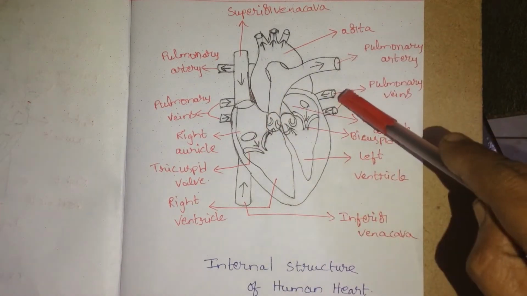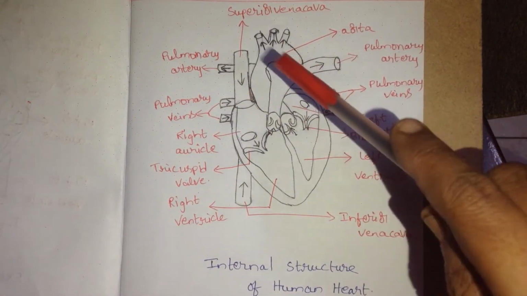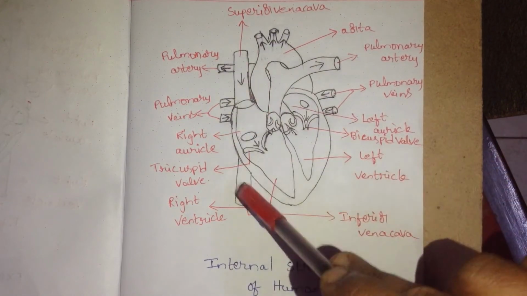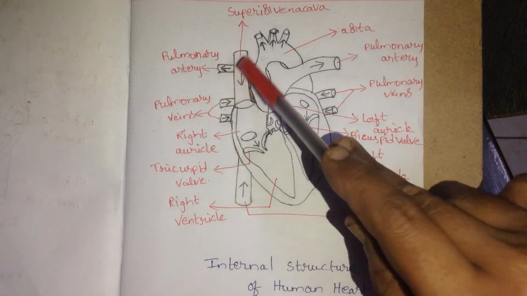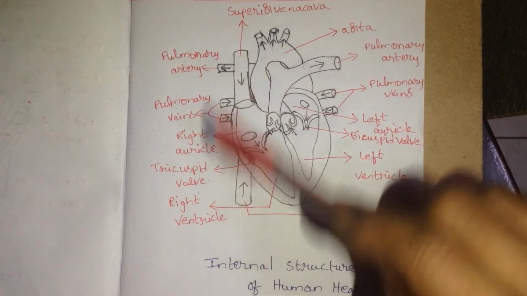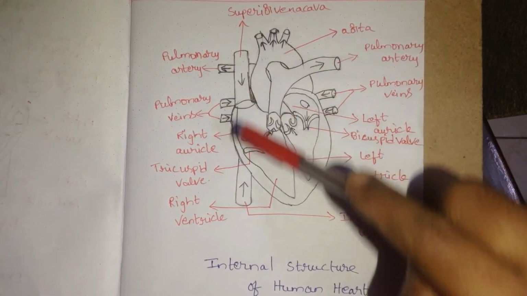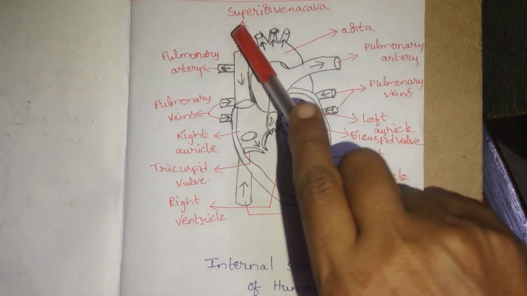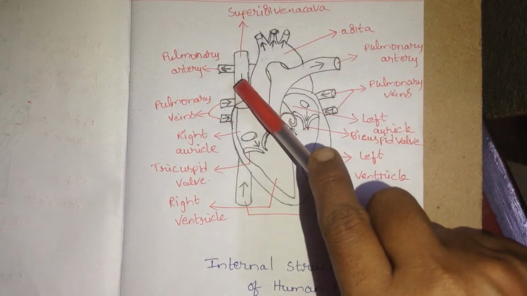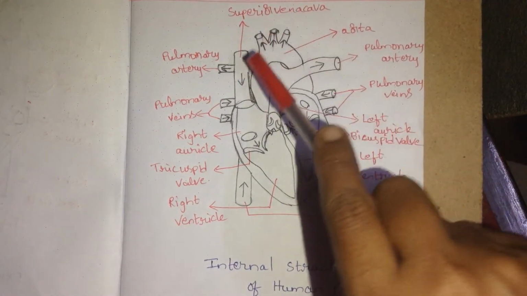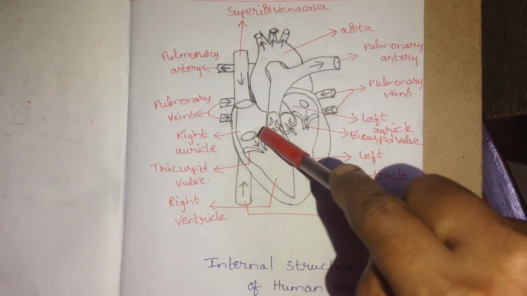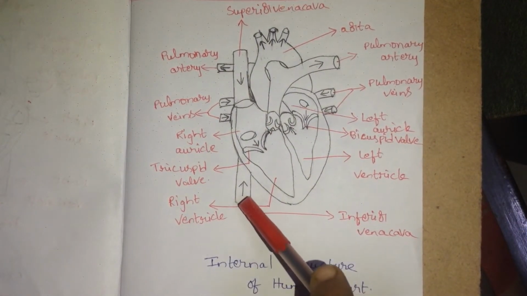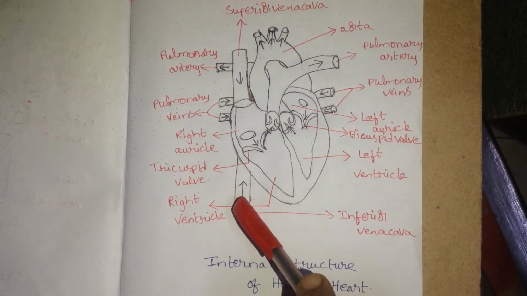Different kinds of veins are present. They collect blood from body parts to the heart. There are 2 main veins which collect blood from the different body parts to the heart. They are the superior vena cava and inferior vena cava. This is the inferior vena cava and this is the superior vena cava. The superior vena cava collects blood from the head and neck region into the heart. The inferior vena cava collects blood from hands, legs and all other body parts.